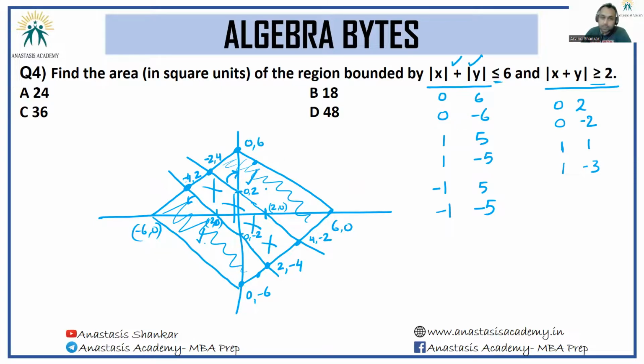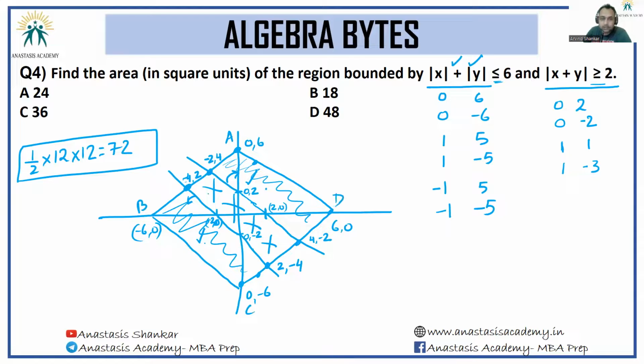For the larger rhombus in play, can we say the area will be half into the diagonals, 12 into 12, equal to 72. This much is easy enough to find out. Let's say for ABCD, half into 12 into 12, 72 is easy enough to find out. Now for this shape, I need area of this quadrilateral (-4, -2) to (-2, -4), and here (-2, 4) to (4, 2).